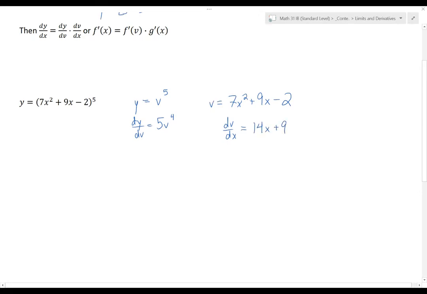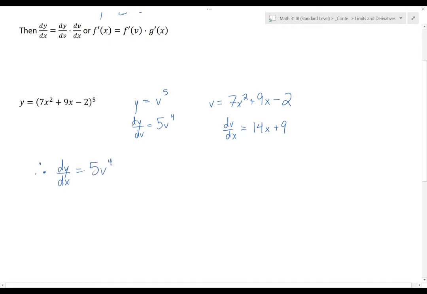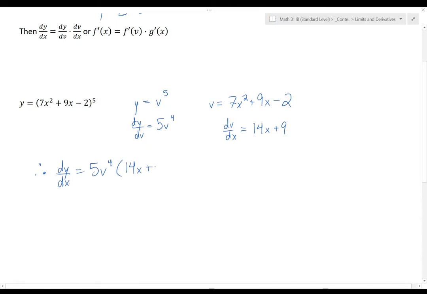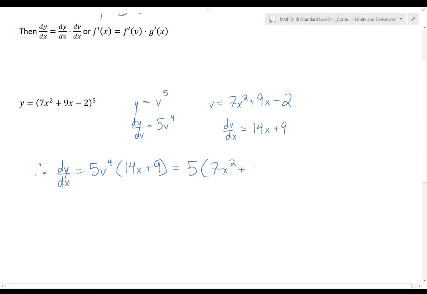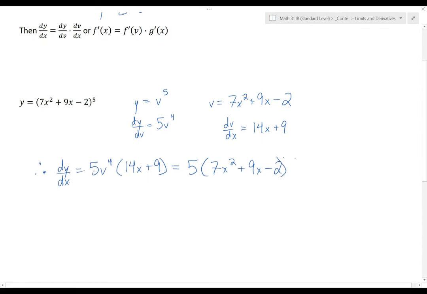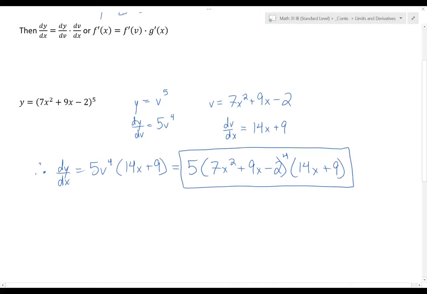Now, according to the chain rule, dy/dx is going to be 5v to the power of 4 times (14x plus 9). But we don't actually have v, so I'm going to replace v with the expression in x. So 5 times (7x squared plus 9x minus 2) to the power of 4 times (14x plus 9). So for the overall derivative, I derive the outside function, so to the power of 5 becomes 5 times that thing to the power of 4, and then I multiply by the derivative of whatever was inside the brackets. That's essentially it. That's the chain rule.